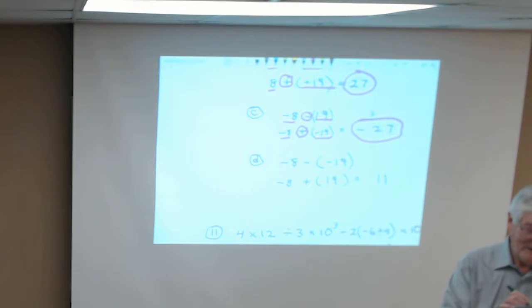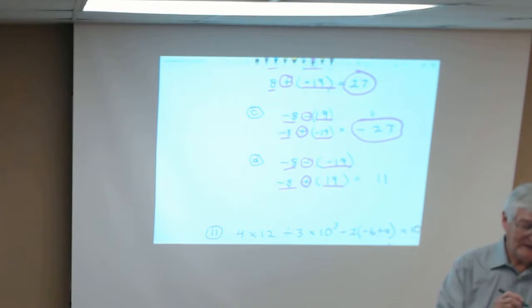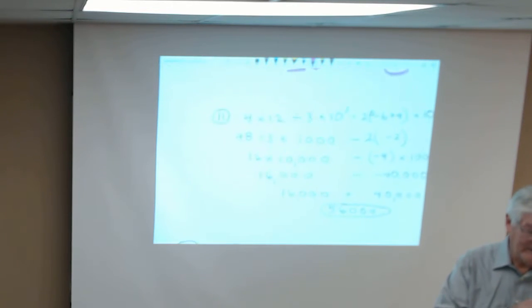Here's negative 8 minus negative 19. What would that be? Negative 8 plus what? Positive 19. And what does that add up to be? 11. Any questions? Good. Let's go to problem 11.